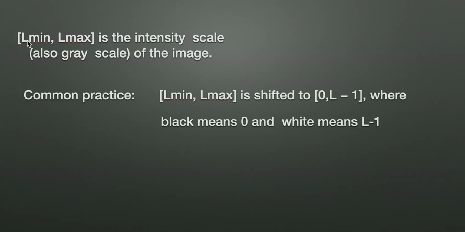So the intensities always range from L-min to L-max. Generally L-max is considered to be 1 and L-min is considered to be black, that's 0. But we do not like negative numbers, so it's just a common practice to shift this L-min and L-max to 0 to L-1. So like I said, 0 means black and L-1 means white. I will also come back to this in the next chapter. This is an introduction, so just take it light.